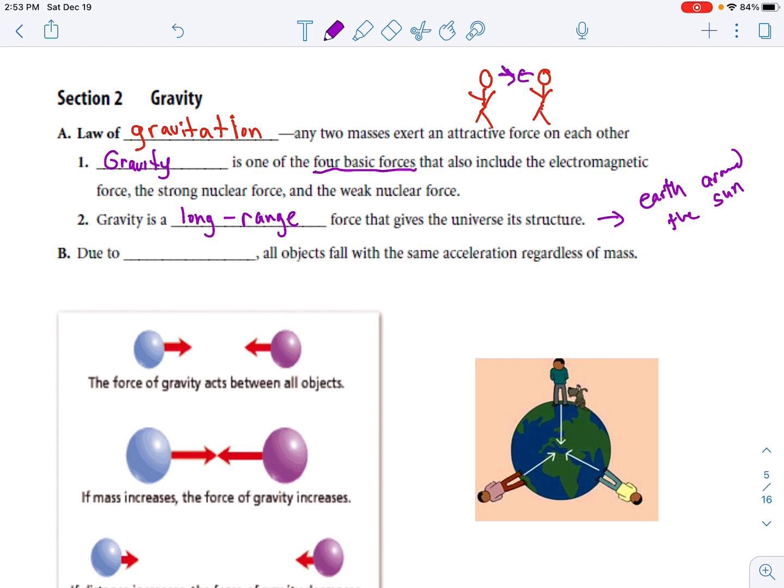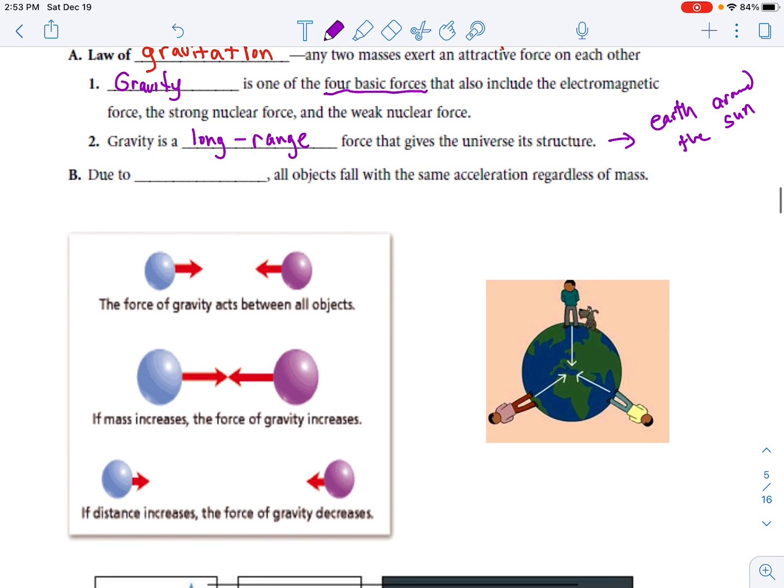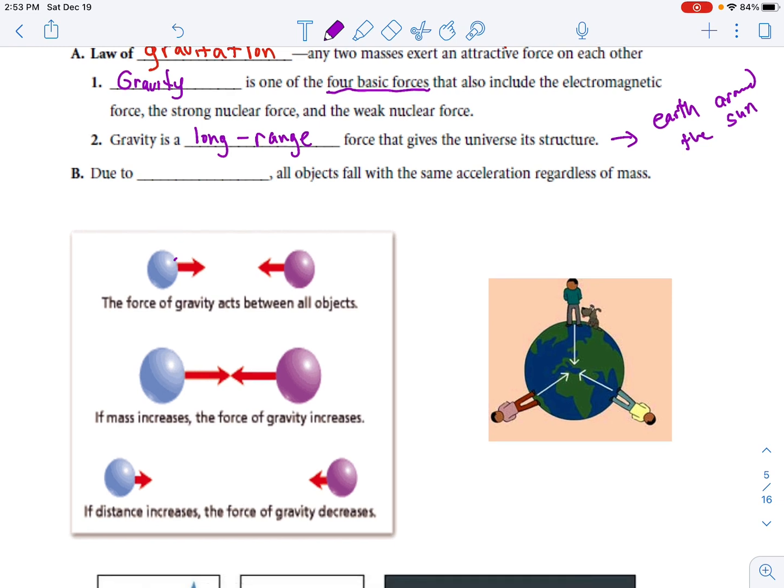Okay. So I wanted to show you this picture here with the blue and the purple. So it says the force of gravity acts between all objects. And if the mass increases, the force of gravity increases too. So the bigger you are, the more gravity force you have. And if you go far apart, your force is going to decrease, right? And that makes sense. If you're far away from something, it's harder. It's harder to hold on to that.